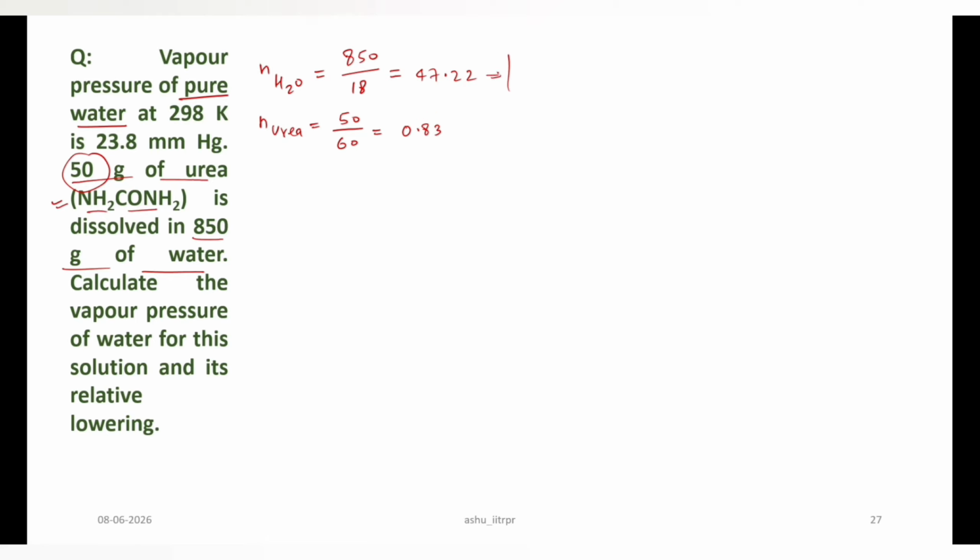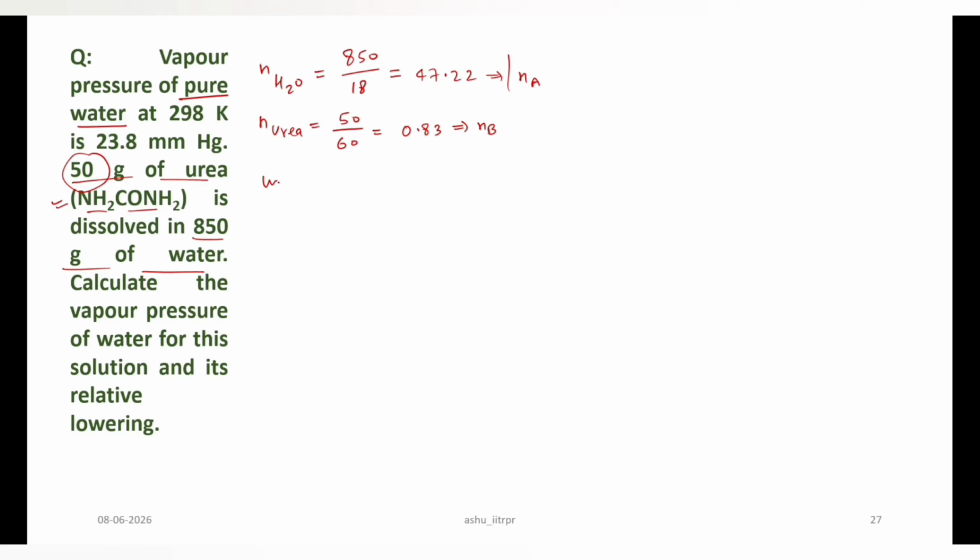So we can write this as Na, because it is the number of moles of solvent, and this is Nb. You can also see Nb is very small, 0.8 in comparison to 47. That is why we ignore Nb everywhere.